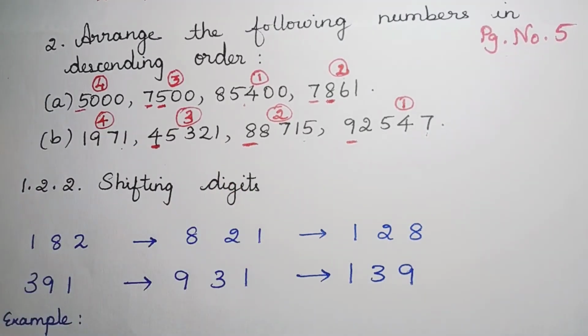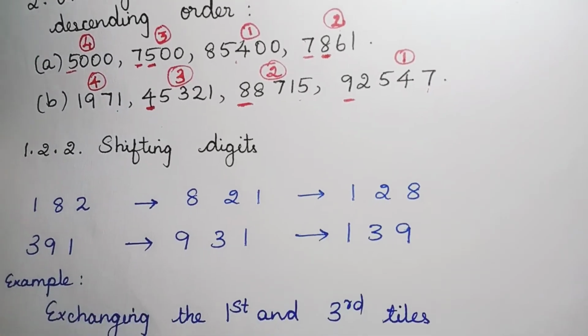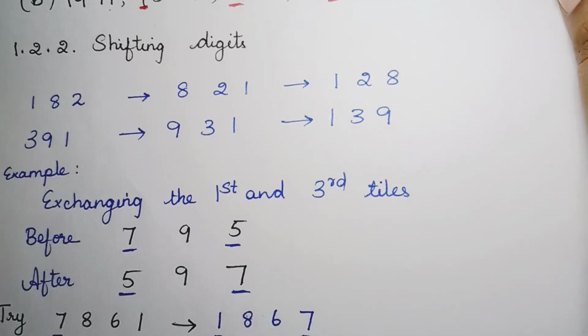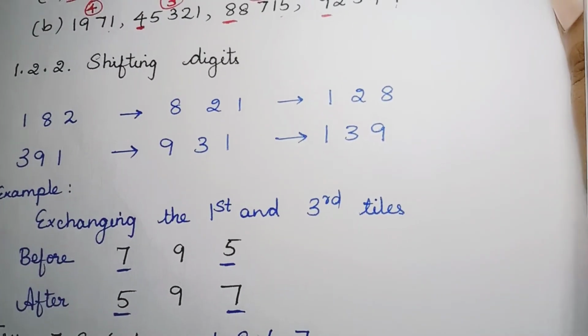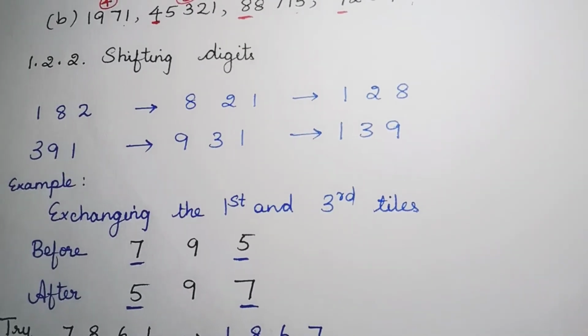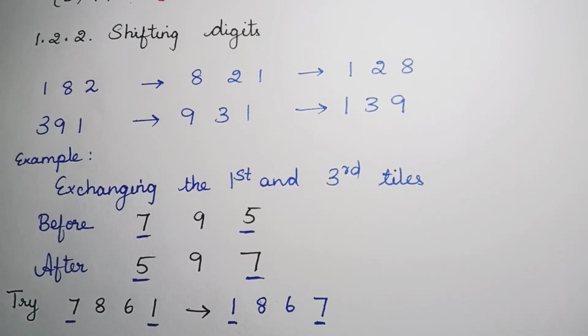So that's all about arranging numbers in ascending and descending order. Now we will move to the next topic, shifting digits. So what happens when you shift a digit? This is just for your thinking. You have to think what happens when you shift a digit.